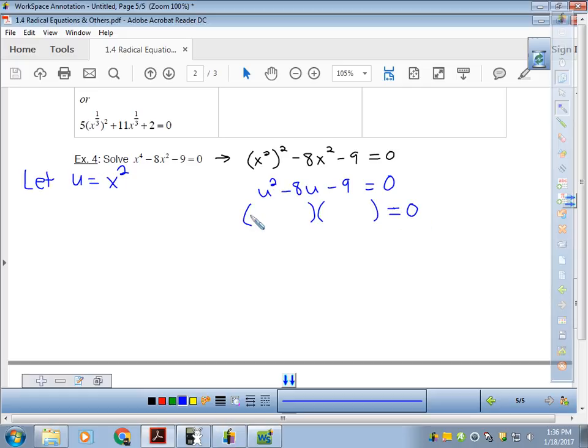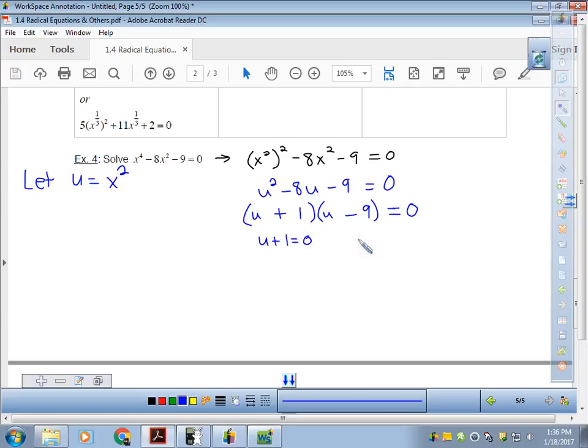In order to make u squared, I need to have u times u. In order to make a 9, I could either have 1 times 9 or 3 times 3. Since I see an 8 in the middle, I'm going to go with 1 and 9. And in order for it to come out as a negative 8, this 9 would need to be a negative, and this 1 would need to be a positive. And then we can set those factors equal to 0.